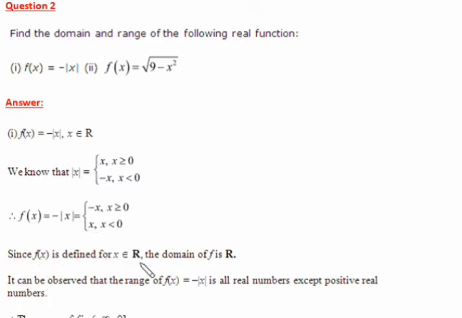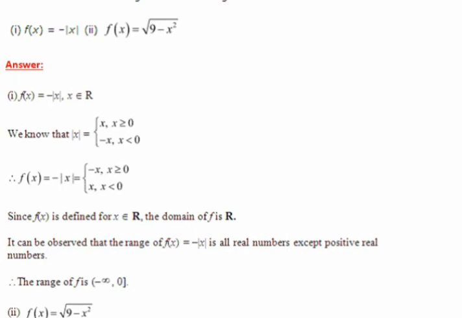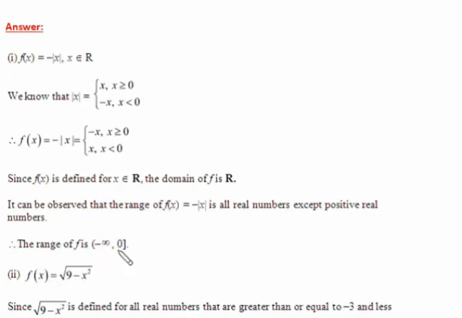Since f(x) is defined for x belongs to R, where R is the real numbers, the domain of the function is R, which means it is possible for any values. It can be observed that the range of f(x) = -|x| is all real numbers except positive real numbers, meaning it takes all the negative values. So the range is minus infinity to 0, because after 0 it takes positive values, that's why it takes only negative.